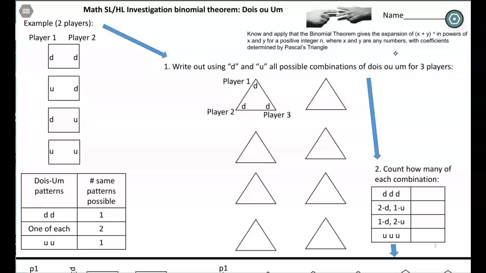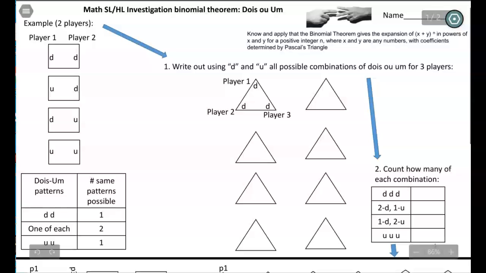But if you play Dois ou Um with two people, D representing dois and U representing um, these are the four different ways it might play out, right? And if we totaled up how many ways you can get two doises, how many ways you can get two ums, and how many ways you can get one of each, we would find that the total is 1, 2, 1. There's one way to get two doises, one way to get two ums, and two ways to get one of each: dois um or um dois, right?